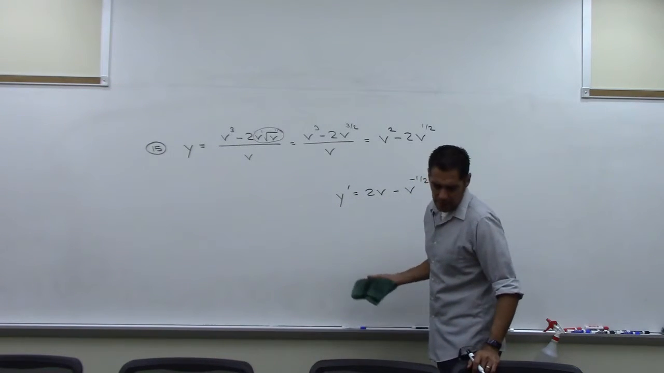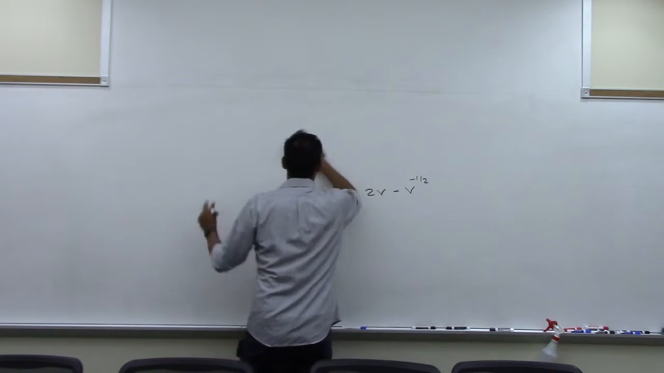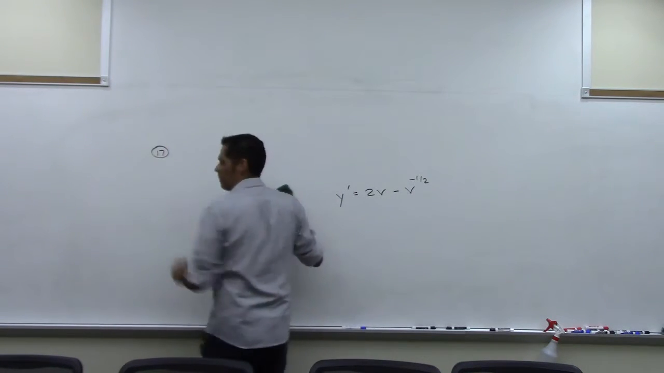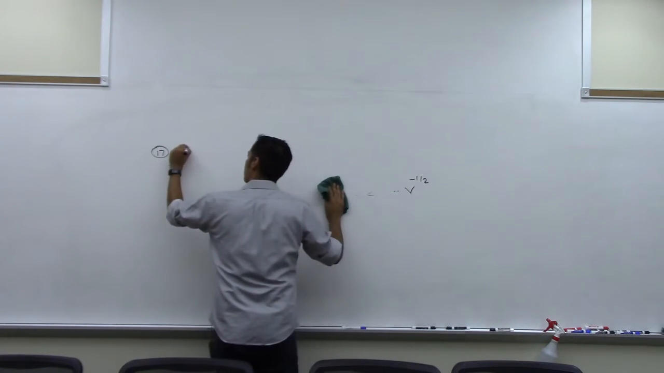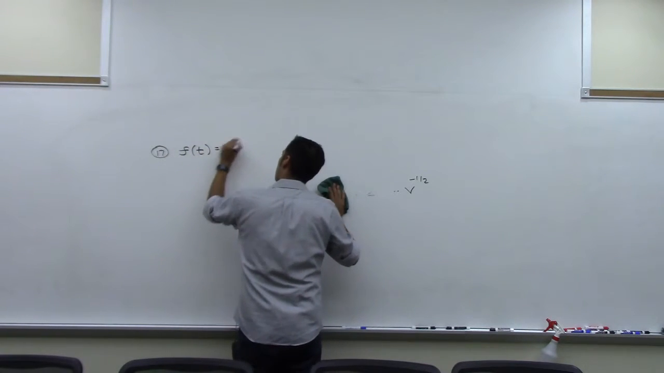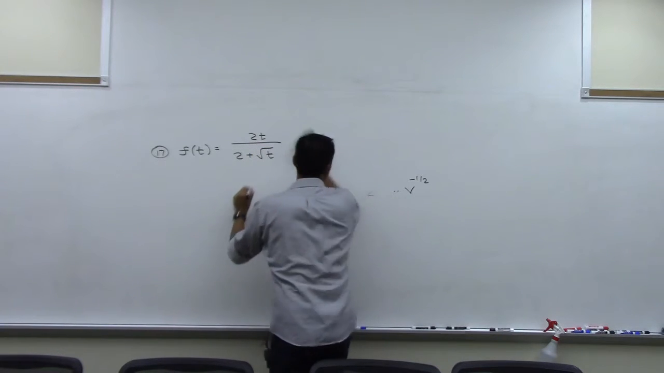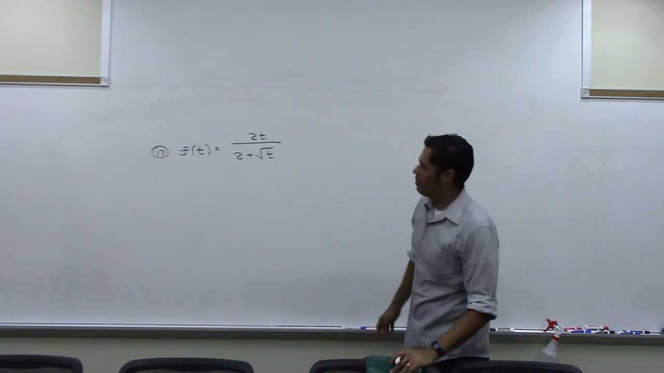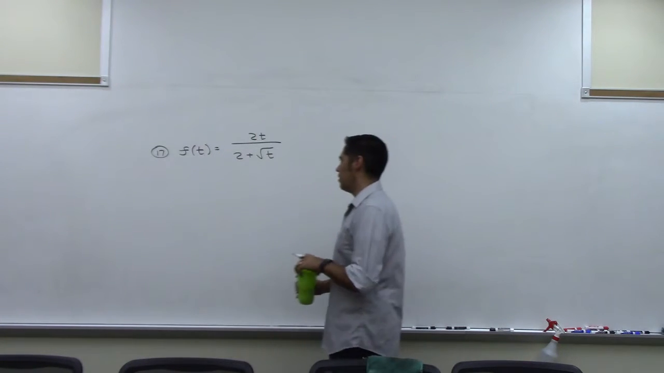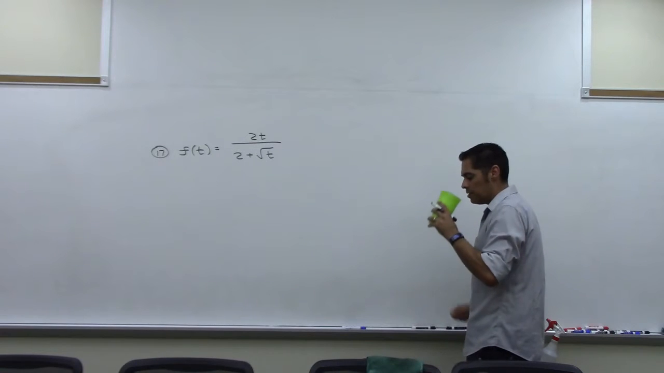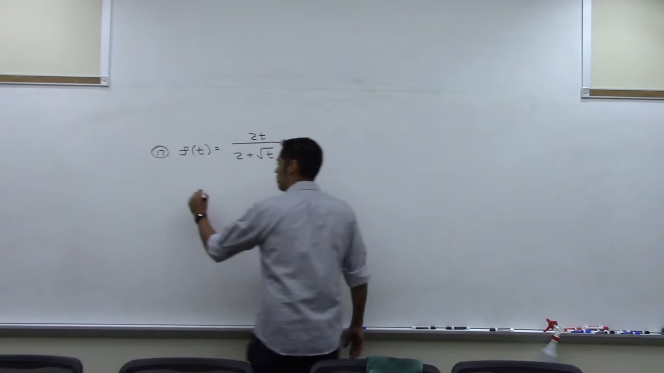Now 17, can't get around it, all right? Look at 17. We have f of t is 2t over (2 plus root t). So I can't split this into two fractions because I have two terms on the bottom, one on the top. So if it were flipped over, we could do it. So I have no choice. I have a quotient.